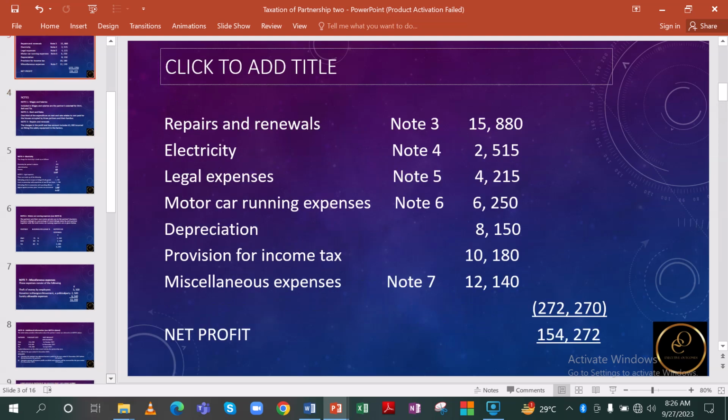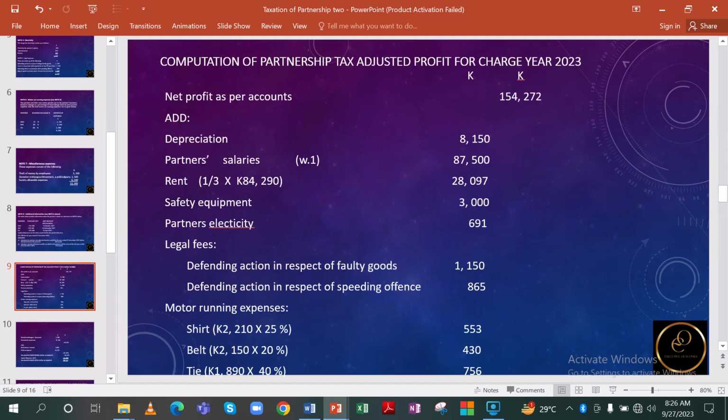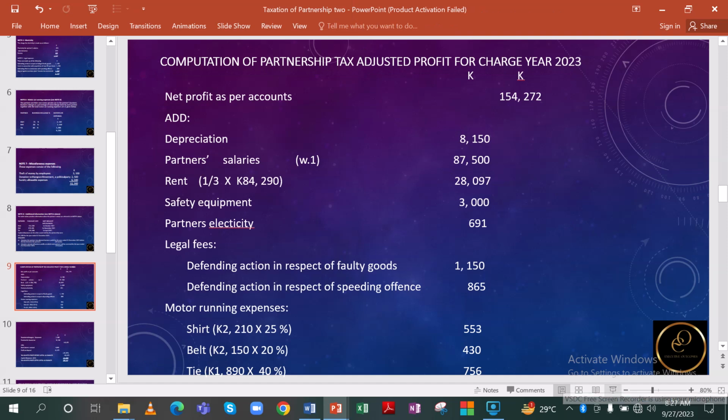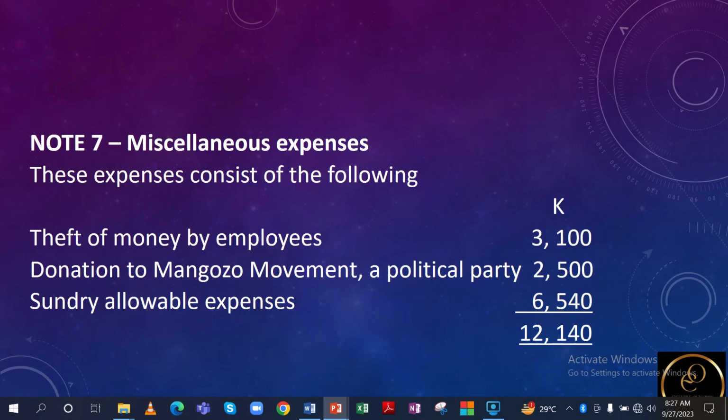So go look at how we treat this one. We have rent, 1/3 of 84,290 has to be added back. It is disallowed. So that's what has happened there. It is a disallowed expense for tax purposes. Okay, so that's what we have. Then we look at what is next.